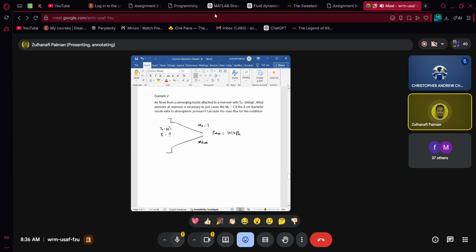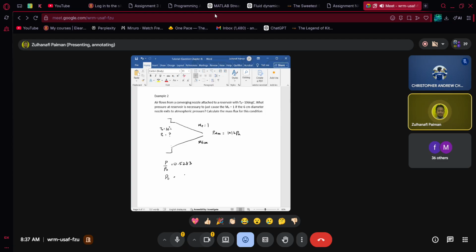Okay, your answer is quite different because I use 101.3. But it's okay, at least you know what will be the P atm here. As I stated earlier, in order to get the Mach number equal to 1, the pressure ratio should be 0.5283.